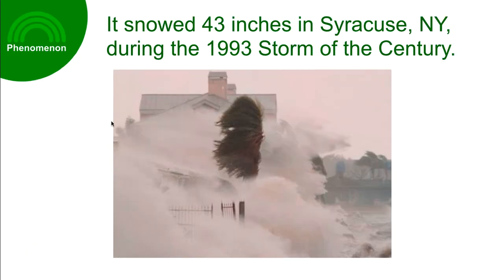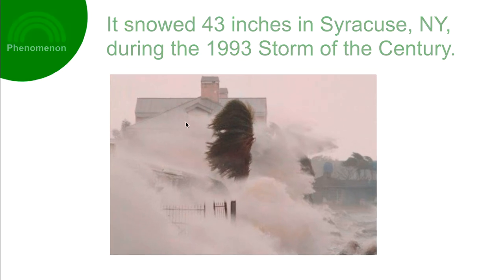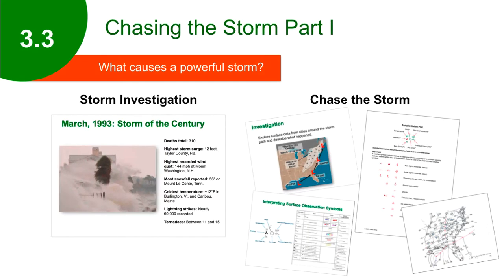We'll be using this image of a seaside storm to help illustrate a major phenomenon: it snowed 43 inches in Syracuse, New York during the 1993 Storm of the Century. In Lesson 3.3, we introduce the Storm of the Century and ask students what caused it to be so powerful. There's a brief presentation to give students a sense of what the storm looked like and what it felt like as it approached and moved past.